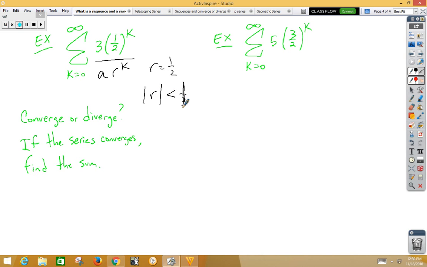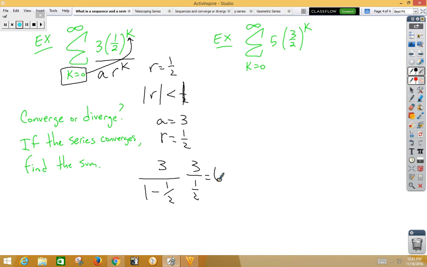So to get our first term, we're going to plug in a 0. If we plug in a 0 for k, we get 3 times 1 is 3. So a is 3. Our common ratio is 1/2. So that would be the first term over 1 minus r, which would be 3 divided by 1/2, which would be 6.